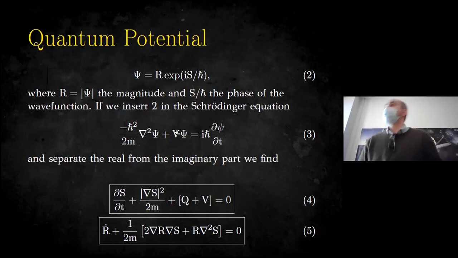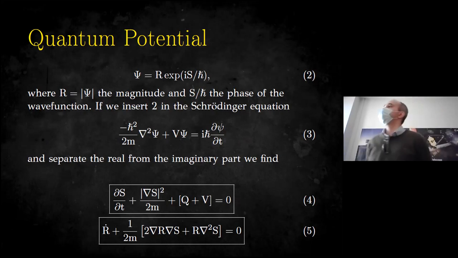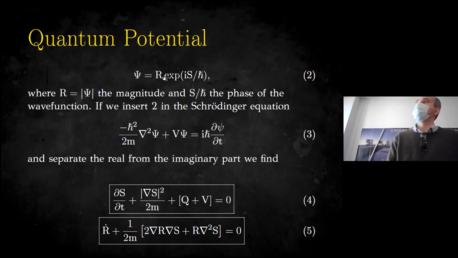Okay. So the quantum potential lies at the heart of Bohmian quantum mechanics, and it was introduced by David Bohm by making the polar decomposition of the wave function psi. So if we use the Euler formula for this wave function and insert this equation in the usual Schrödinger equation, then we have to separate the real from the imaginary part. And then we find two distinctive equations, this one and this one.